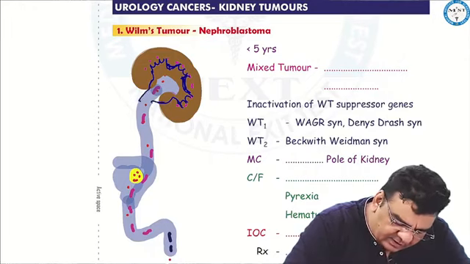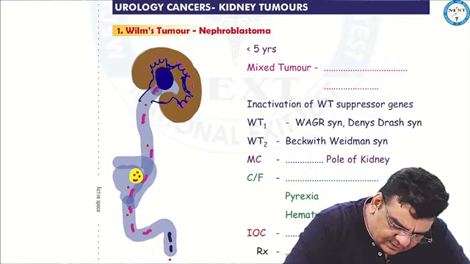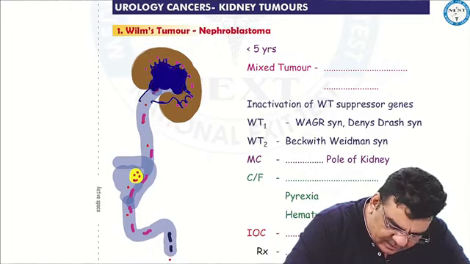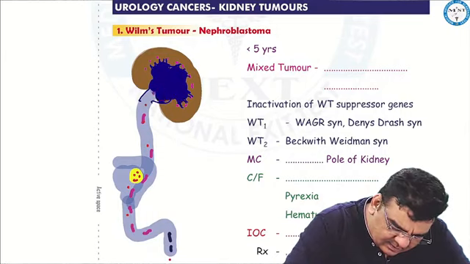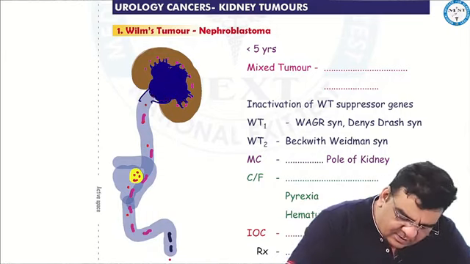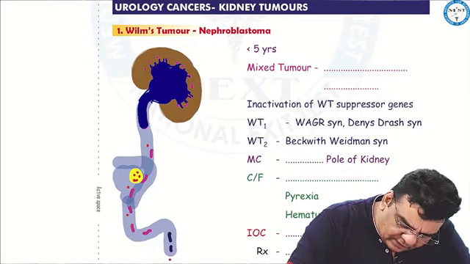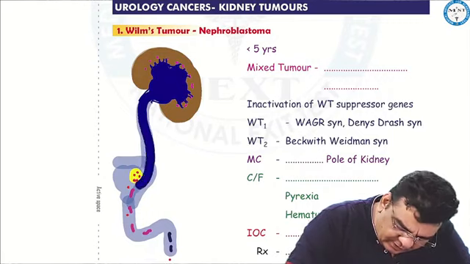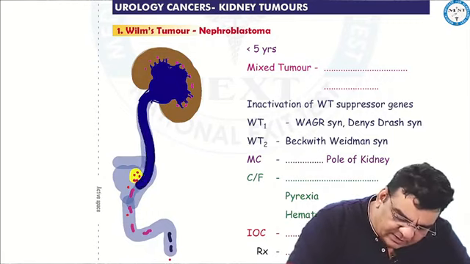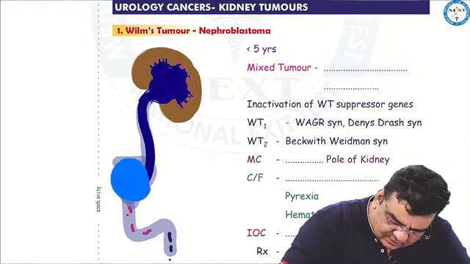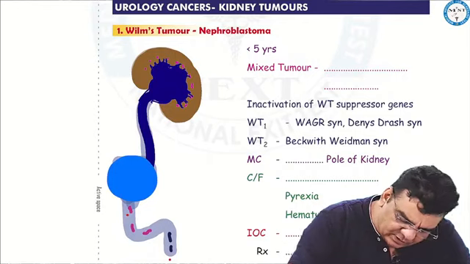And then comes the ureter. That means this area what we are seeing is the pelvicalyceal system. And here lies the ureter, and the ureter is opening into the urinary bladder. And then there is the urethra.